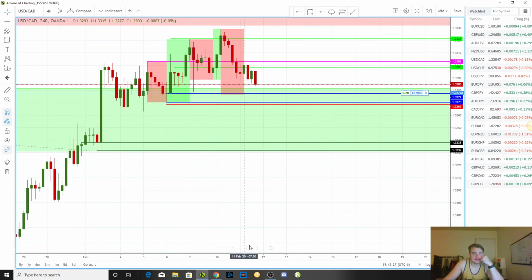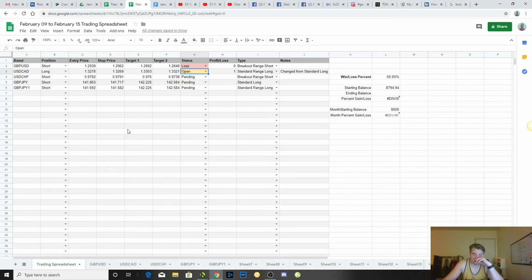But yeah, so that's what we're looking at. I'm going to post just the YouTube link and the pictures of these trades, the pound yen and dollar franc, on here.